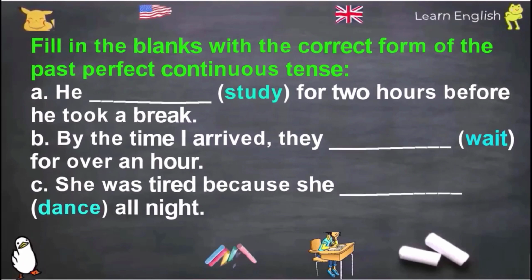Fill in the blanks with the correct form of the past perfect continuous tense. He studied for 2 hours before he took a break. By the time I arrived, they wait for over an hour. She was tired because she danced all night.